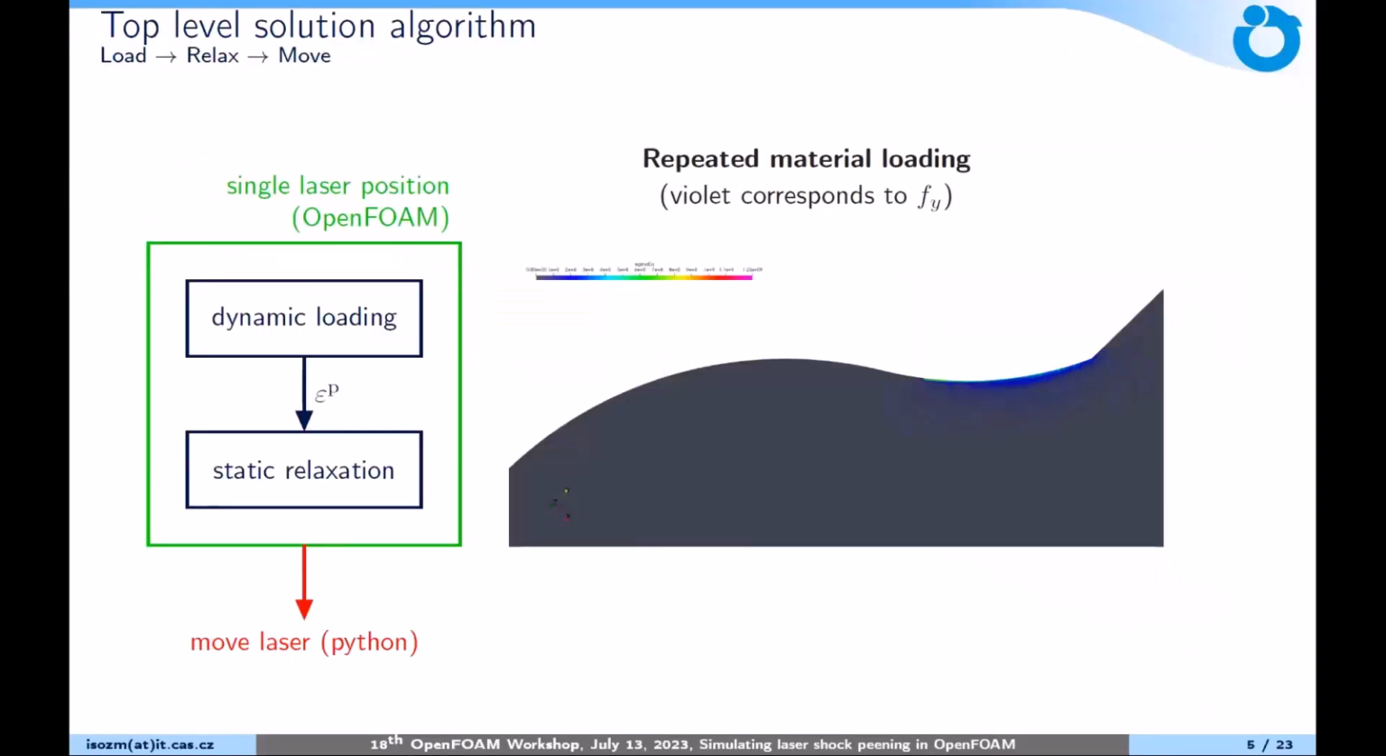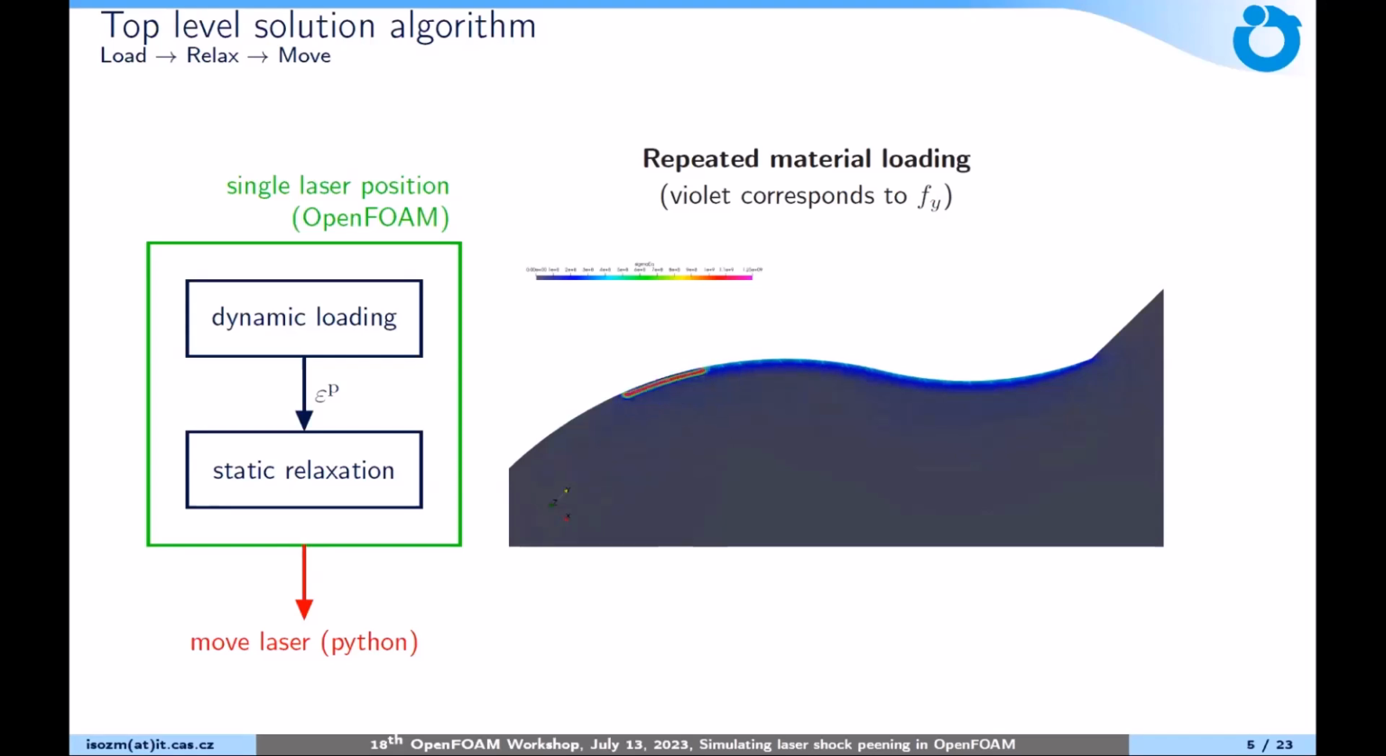Basically, first, I would like to recognize the great contributions of a group from Ireland, because everything stands and falls with solids4foam. But we have some top-level algorithm because we need to apply multiple shots. In a single shot, we have dynamic loading, which is this elastoplastodynamic wave going through the material. It plasticizes the material, but it dissipates energy, so after some time it ceases to plasticize the material. This happens in tens of nanoseconds. Then the laser is moved, which takes roughly 0.1, 0.2 seconds. So it's basically static relaxation for the material.